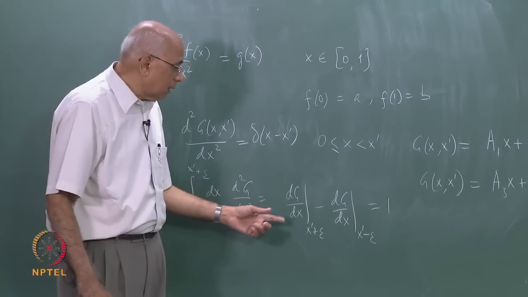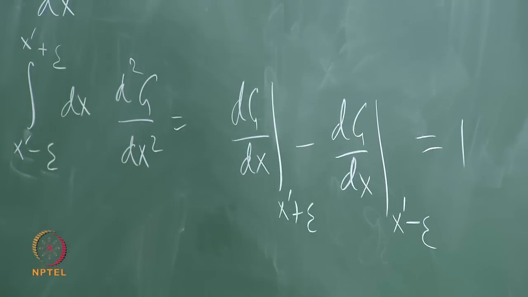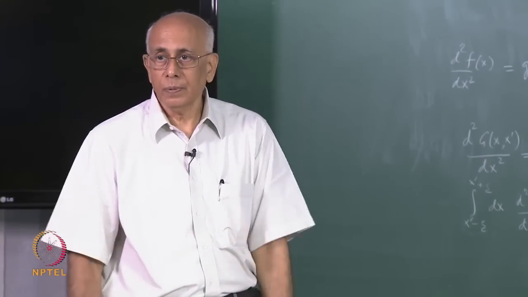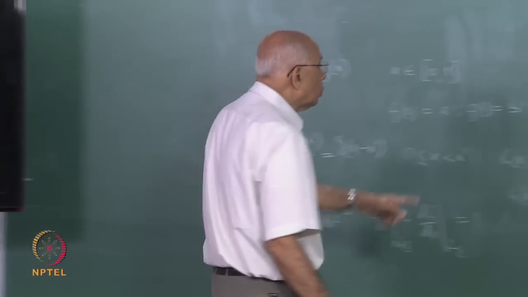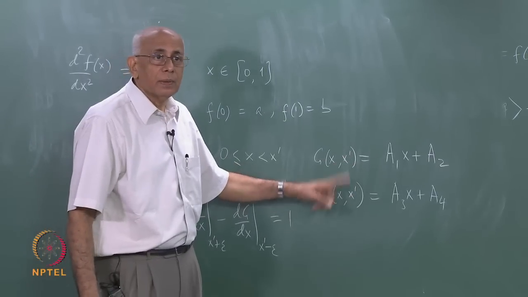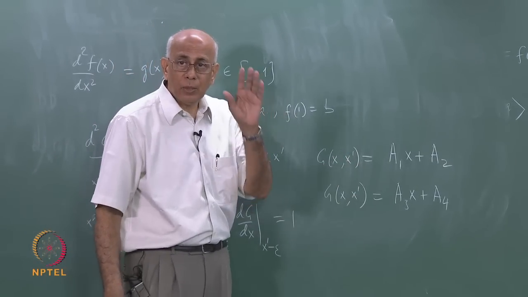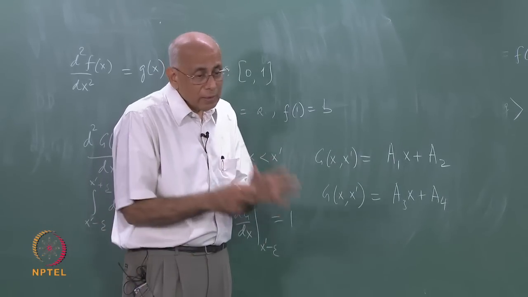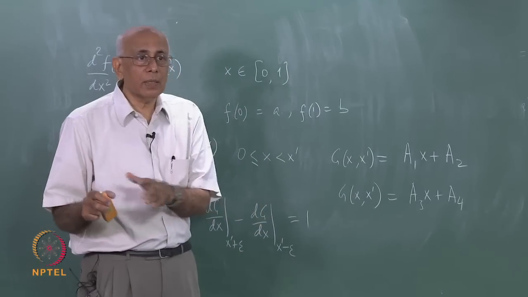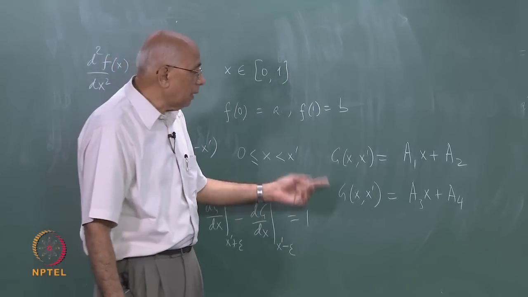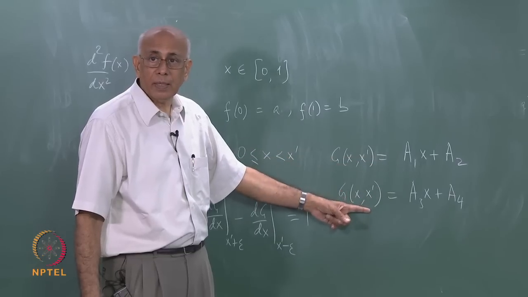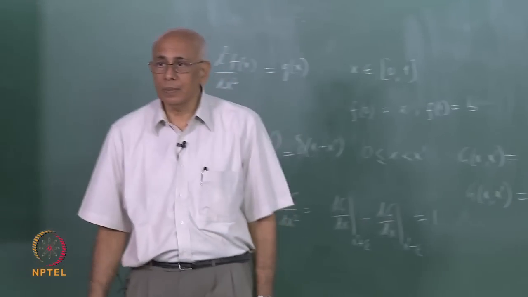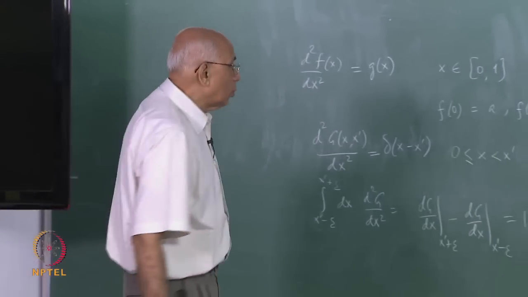So in a sense it says that the discontinuity of the first derivative of g at the point x prime is given to you. So you need to use that information here. I differentiate both sides with respect to x and put x equal to x prime minus epsilon on the one hand, plus epsilon on the other, and take the difference between the two. For the minus I take this, and for the plus I take that, and I equate the two at x prime. So that gives you one more condition.